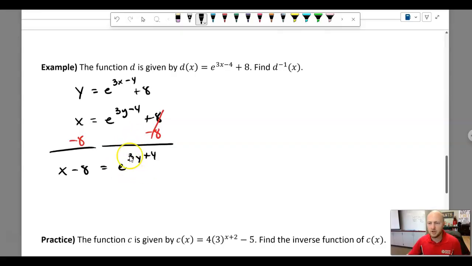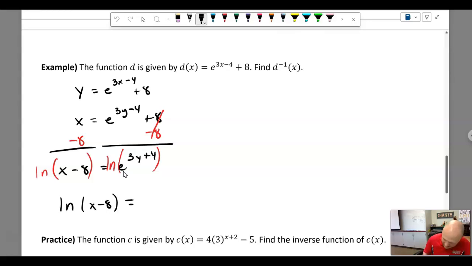And now I want to undo this exponential base. I cannot divide by e. A common mistake students make is they'll divide by whatever this base is. No, that's not how you undo it. You're not multiplying this exponent. It's an exponent, an exponential base. So we undo exponential bases with logarithms. So I take the log base e, which is the natural log, and what we get is the natural log of x minus 8 equals 3y minus 4. Okay? Next, now I just have to isolate y. So I'm going to use SADMEP again to undo this.